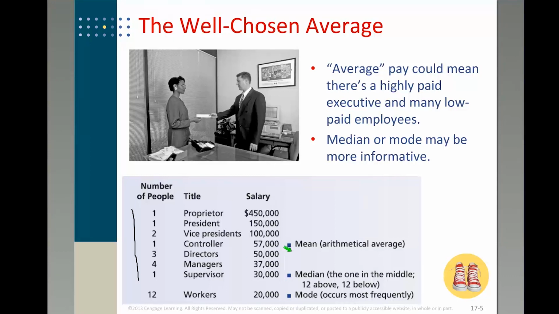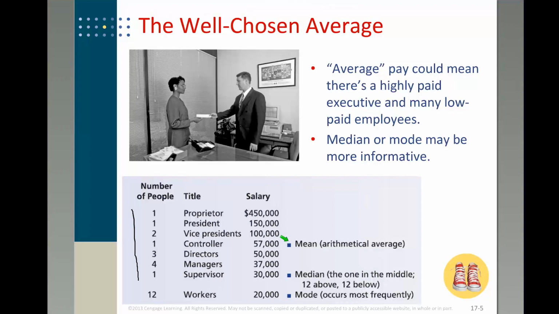So this is the case where the mean is actually affected by extreme values. Actually, this first number, $450,000, is dragging the mean upwards. So that's the potential problem with the mean. It could be affected by extreme numbers. If we have one extreme number, extremely large or extremely small, then the mean will be distorted by that.